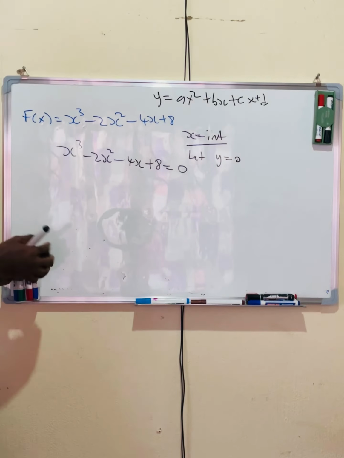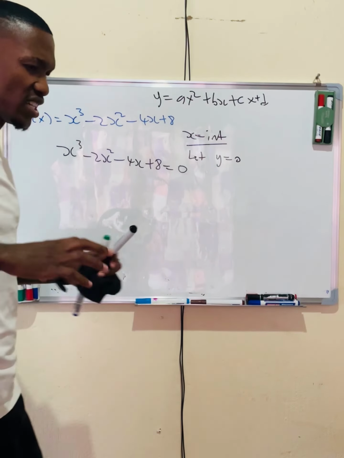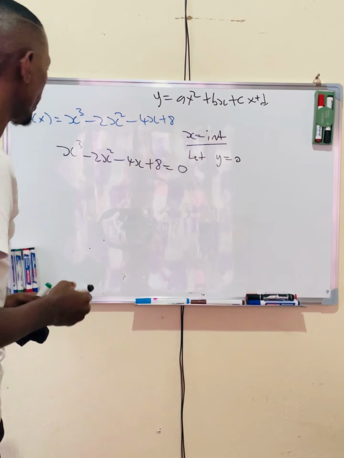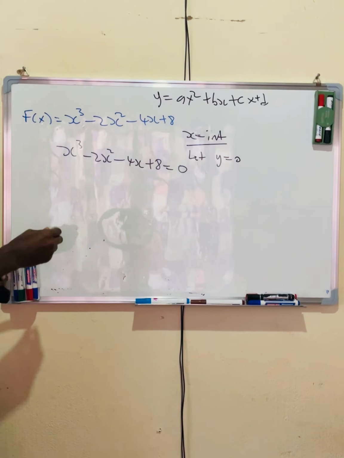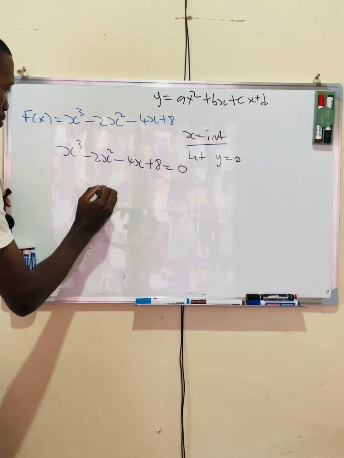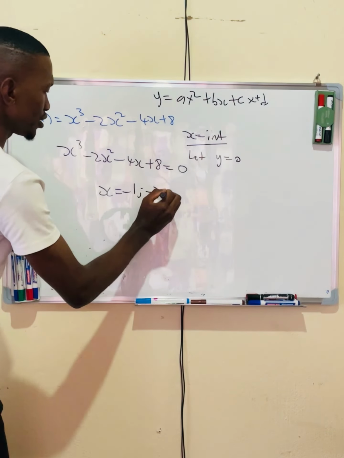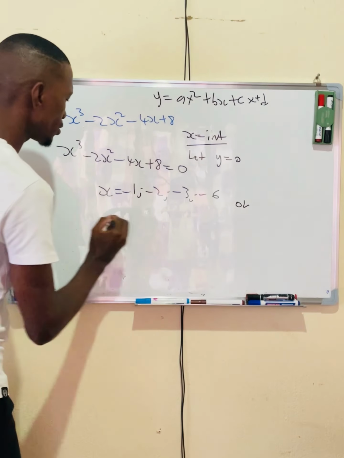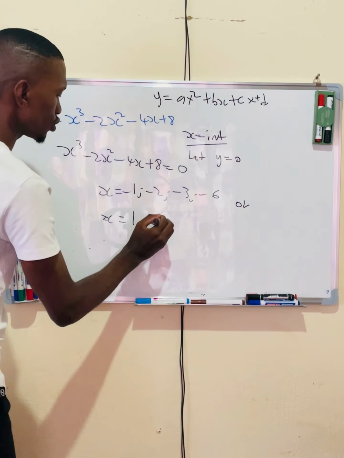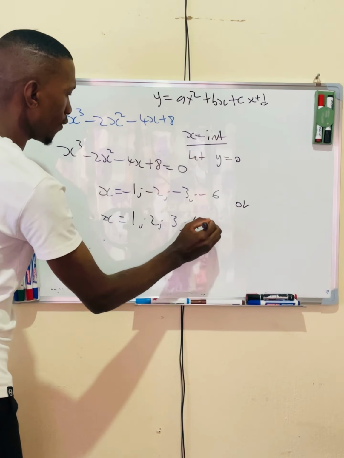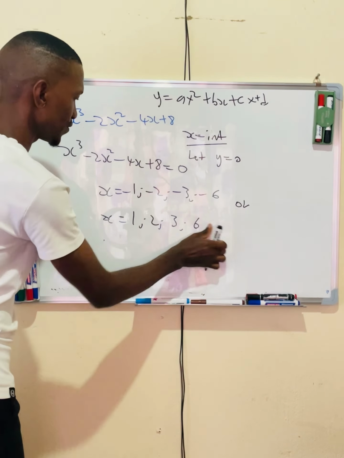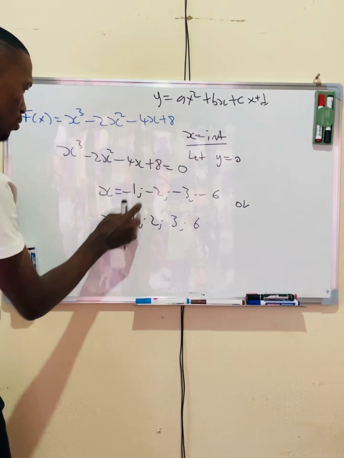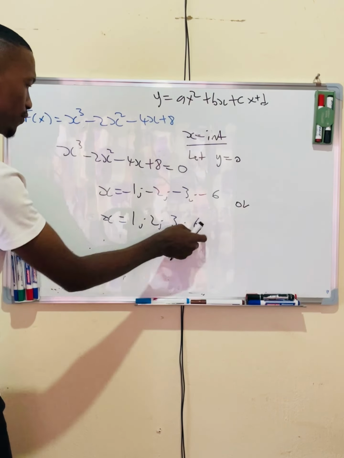So let's continue, Bafethu. Now, to solve this, we have, as I've said, different methods. I'm going to use what you call the factor theorem. So I'm going to show you guys the values. We have x equals -1, -2, -3, -6. Or the values can be x equals 1, 2, 3, 6. They're always 4 values.